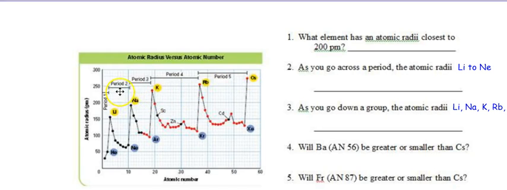But what else do they tell you? Within a period, I'm sorry, I said that wrong. It's going up as you go down a group. But what's happening as you go across the period? So here's one period, here's another period with a few little blips, and here is another period. So go ahead and pause this, answer these 5 questions, and then come back and see how you did.